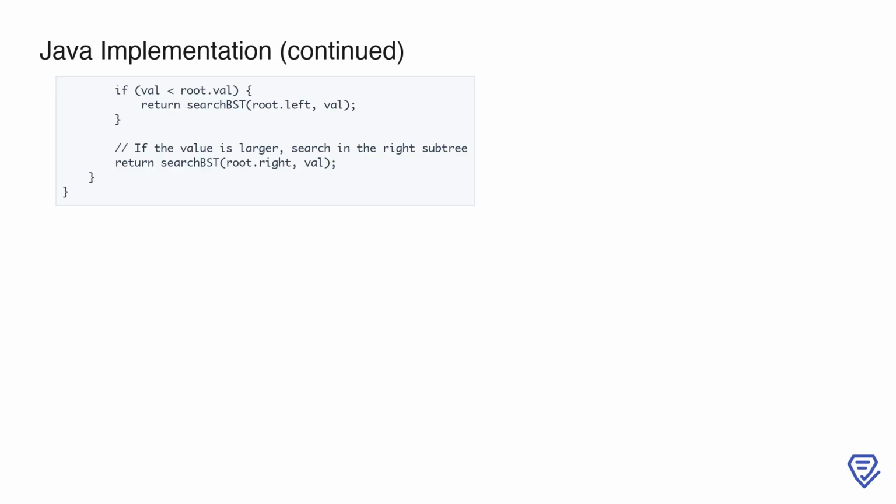This way, we navigate through the tree by leveraging its inherent ordering properties, efficiently narrowing down the search space at each step. Once the target value is found or the search terminates, the method will return either the matching node or null if the value doesn't exist in the tree.